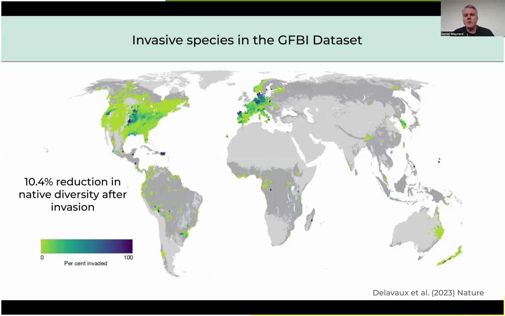So aligning with what we all expect, when you have non-native invasive species, because species are physically excluded, or sometimes there's just not enough space, you lose native diversity with the introduction of non-native species. And maybe 10% isn't that much, but this can amount to hundreds of trees in different regions. So it can have real strong ecological as well as economic consequences.